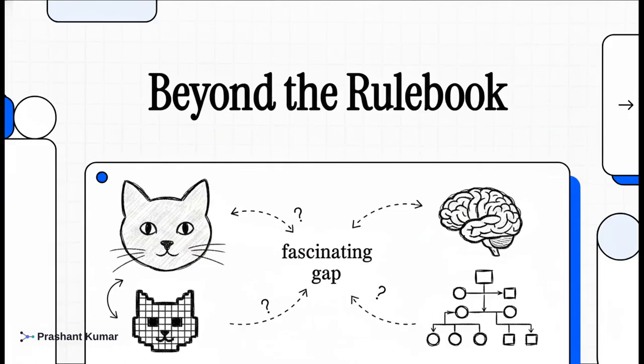Here's a problem that sounds trivially easy but actually turns out to be absolutely brutal. Trying to get a computer to recognize a cat in a photo. Welcome to this explainer. Today we're diving straight into this wild gap between human intuition and machine logic.